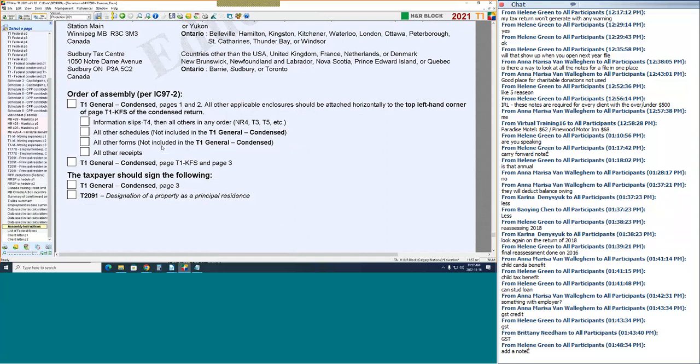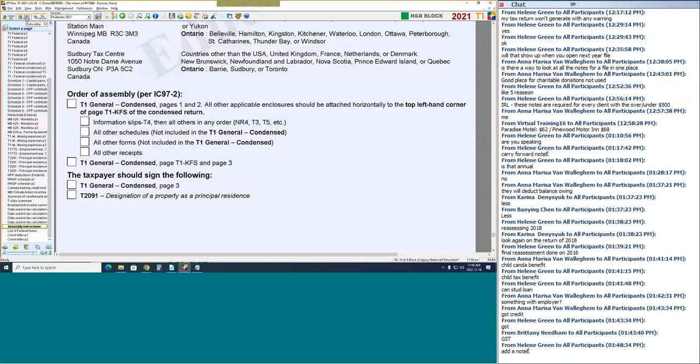Transmitting a return, if you get an error, it's going to tell you how to fix it. It's going to tell you what signatures you need. Don't forget, you have to send your T1135 separately, so you're going to do the same thing again. It's going to tell you about paper filing. I have 3 minutes to teach you about direct deposit, and then I think we're done. Okay, so 3 minutes for direct deposit.